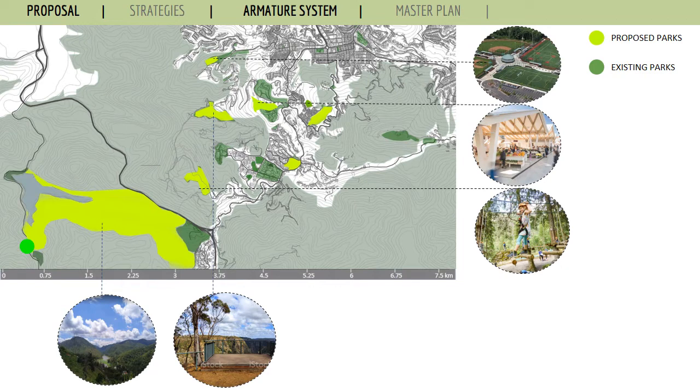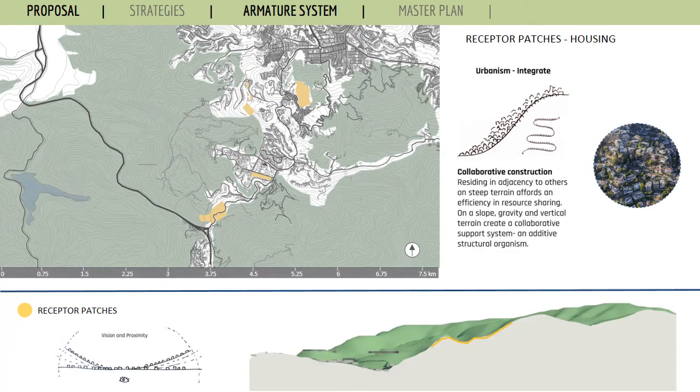Our proposed parks are going to be linked to the existing ones and are going to affect the communities around them with the development of different activities that resemble their potentials and identities. Our system also includes receptor patches in La Limonera and Ojo de Agua. The idea is to redesign and organize the disused and mostly flat areas of the steeplands, so it's necessary to create a collaborative support system through an additive structural organism.